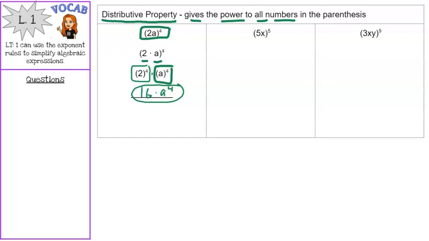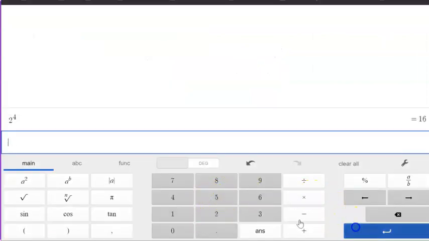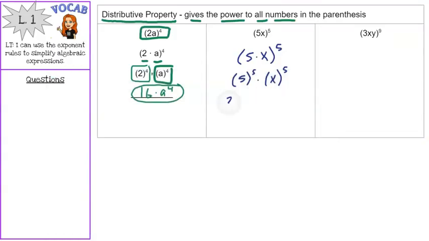So let's try another one. Here we have 5 times x being raised to the 5th power. We give that power to both numbers in the parentheses. So we split it up, give them each their own parentheses, and then we simplify what we can. So we'll do 5 raised to the 5th power, and we get 3,125. And then that is still being multiplied by x to the 5th power.